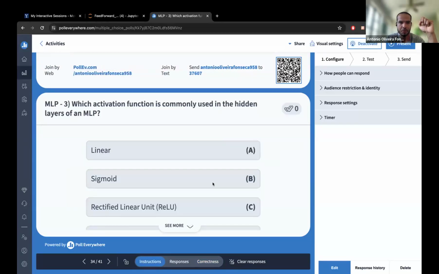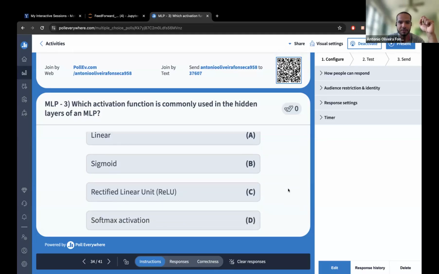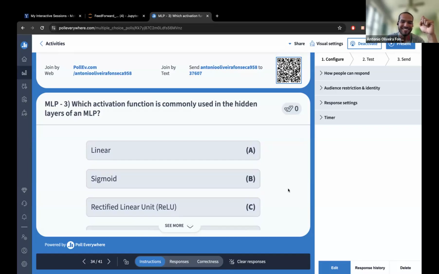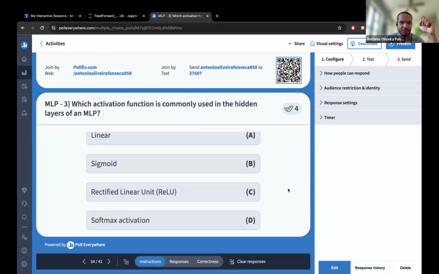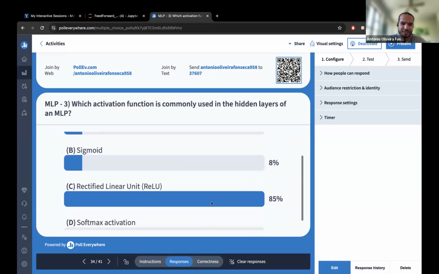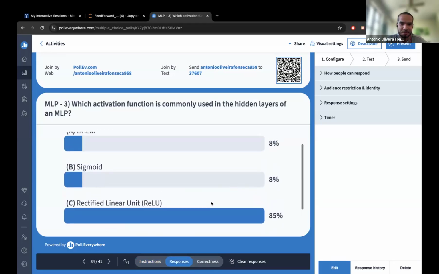Which activation function is commonly used in the hidden layers of an MLP? Oh, I gave the answer for this one earlier today, all right? So great, this one should be fresh. I see people are voting quite fast, which makes me very reassured of the result. Very good. Okay, so what did people say? Oh, we still got a few people confused.